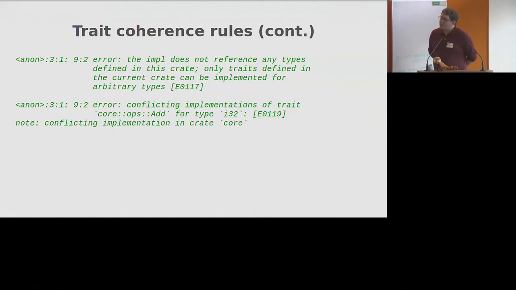Another thing that this does is if you have a library X and a library Y, you cannot implement one of Y's traits for one of X's types because you are neither of them. You don't own those types or traits. But it's okay to implement a trait that you don't own for a type that you do, or a trait that you do own for a type that you don't. Does that make sense?